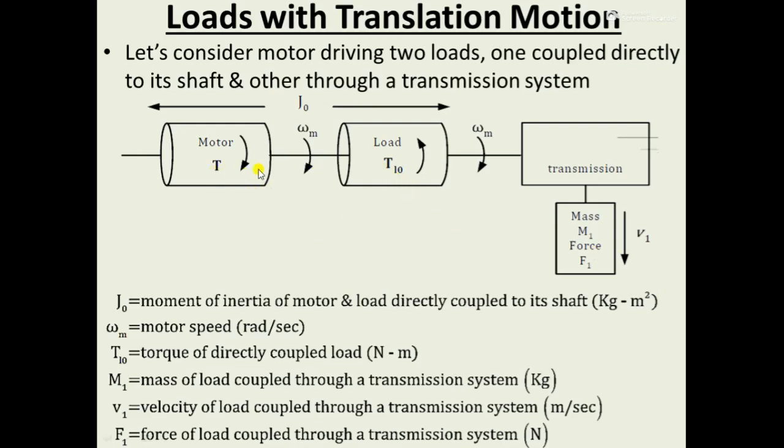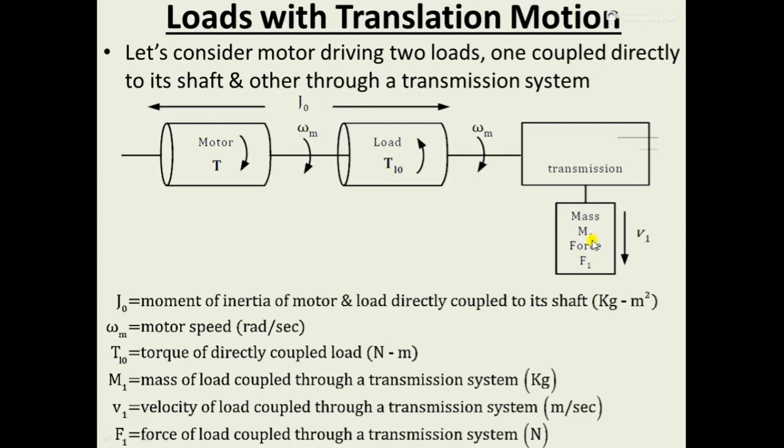One load is directly coupled with the motor and the other one is actually a translational system which is coupled with the motor through a transmission system. Since this load is actually a translational one, it will have linear velocity or linear motion. This is actually a rotational to linear transmission system.